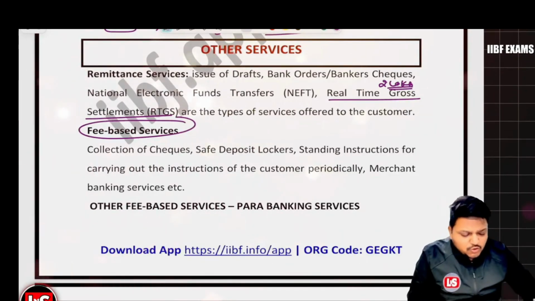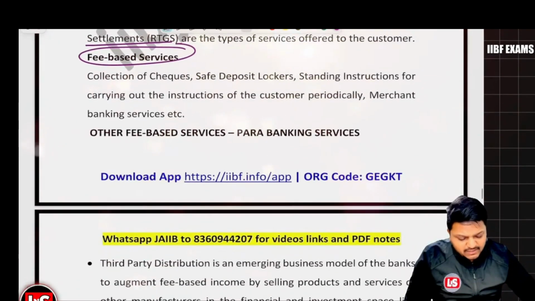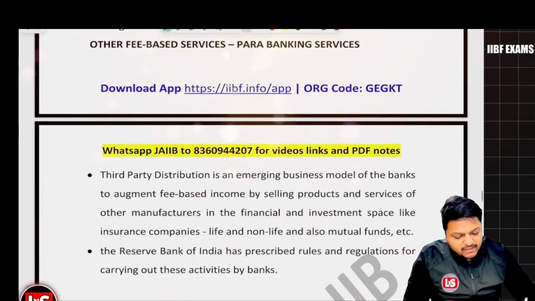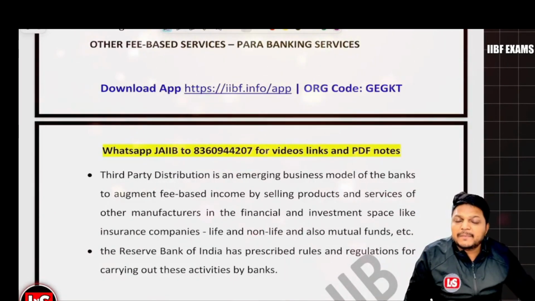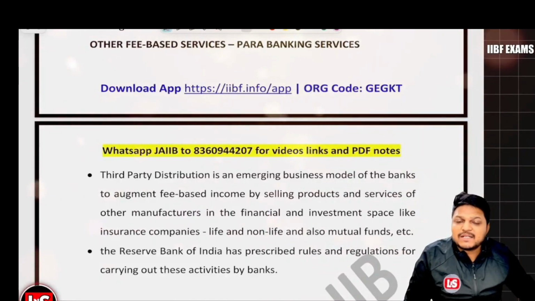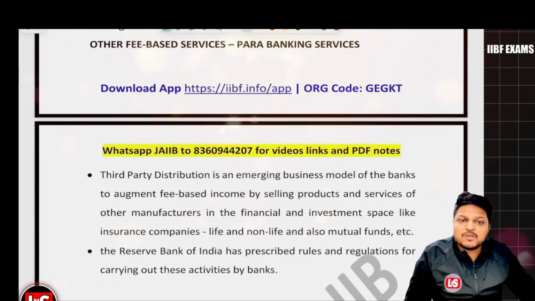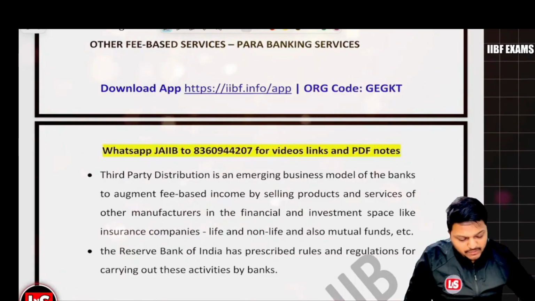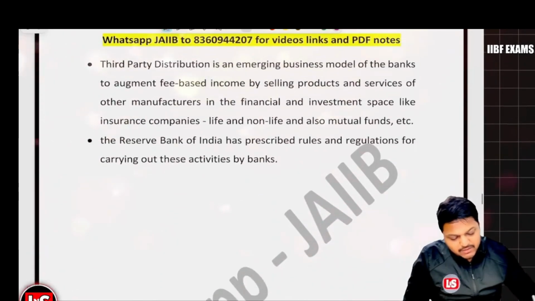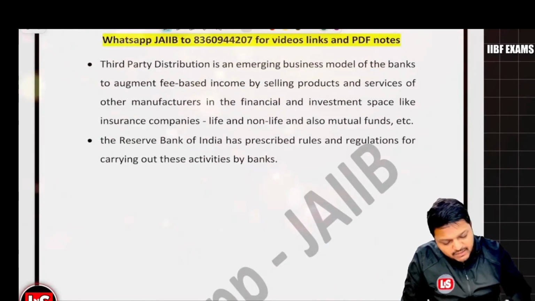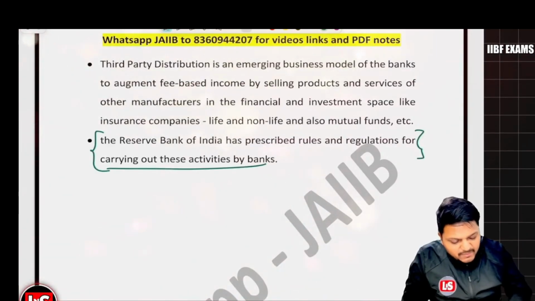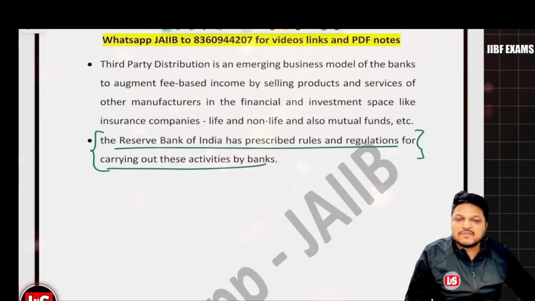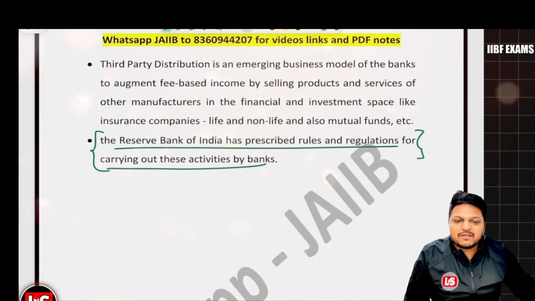The banks are also offering para banking services, like selling third party products. The banks are selling life insurance or mutual funds, based upon fee-based income. Okay. So the Reserve Bank of India has already given the rules and regulations related to how the banks can participate in these services. Clear with it?